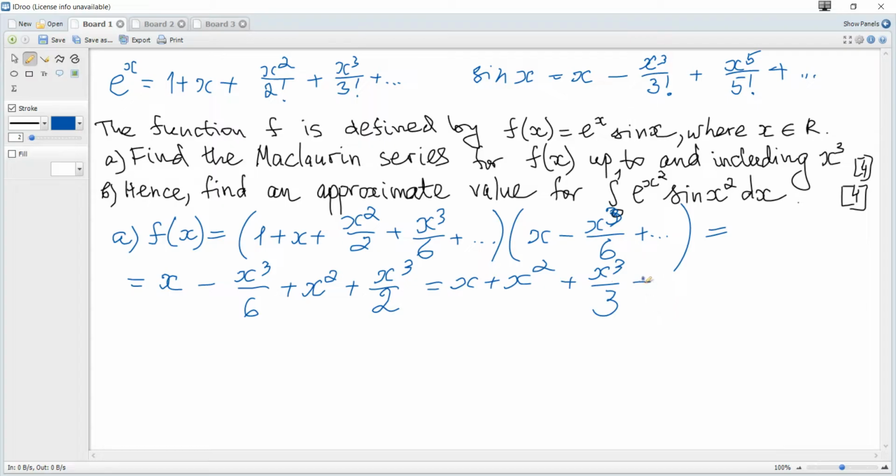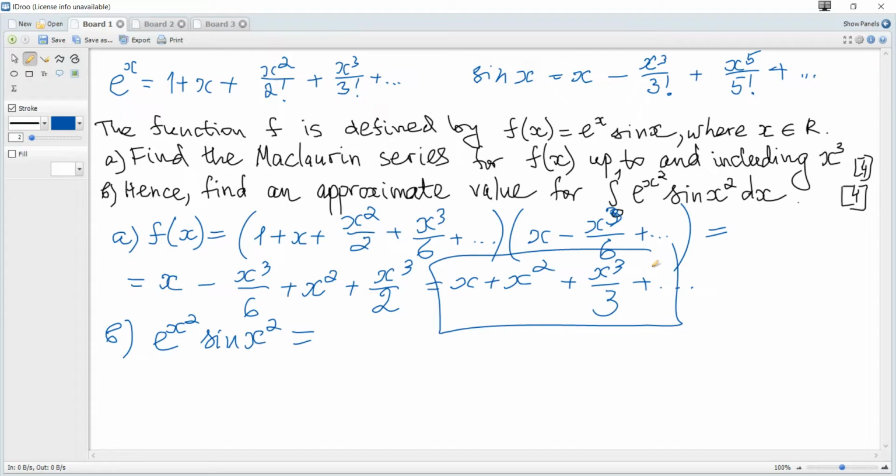And hence we can find an approximate value for the given integral. We can see that e to the power of x squared times sine of x squared is actually the same function f, but for x squared instead of x. So we can write that e to the power of x squared times sine of x squared is this expansion but for x squared instead of x. So it's x squared plus x to the power of 4 plus x to the power of 6 over 3 and so on.